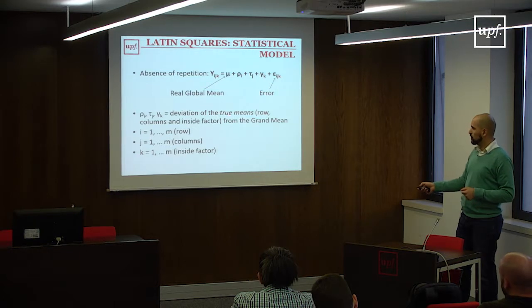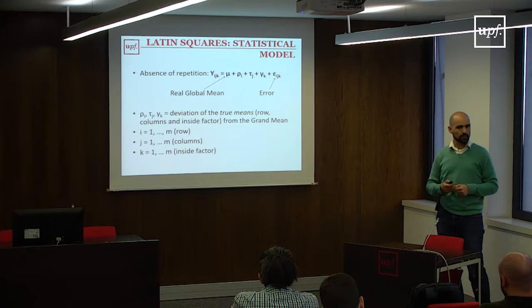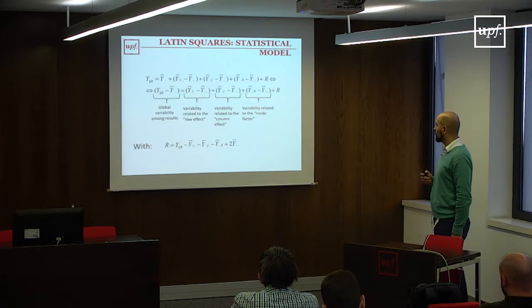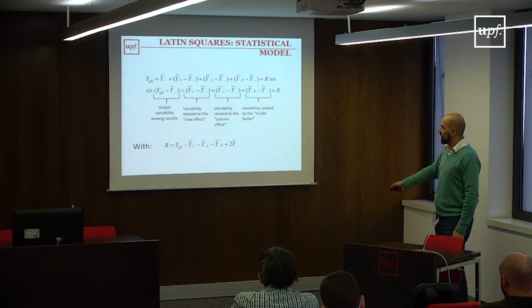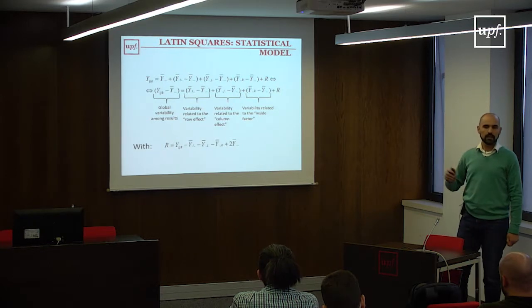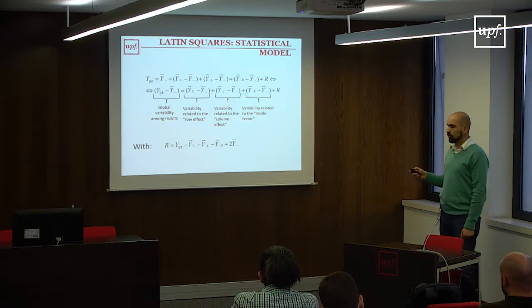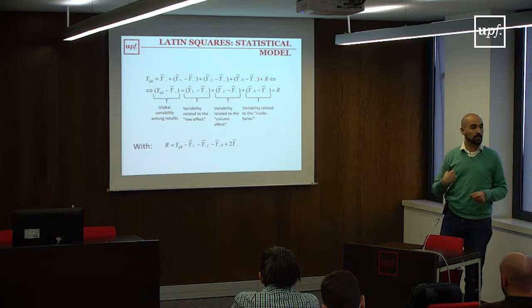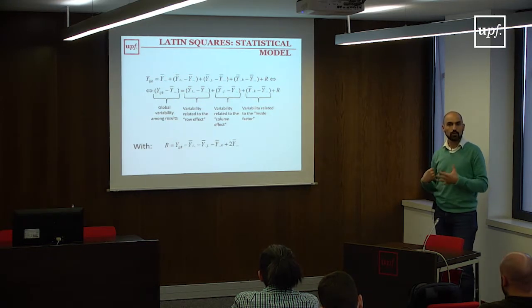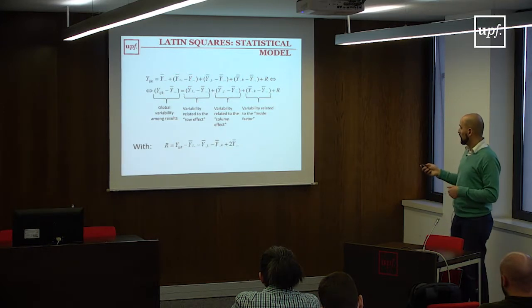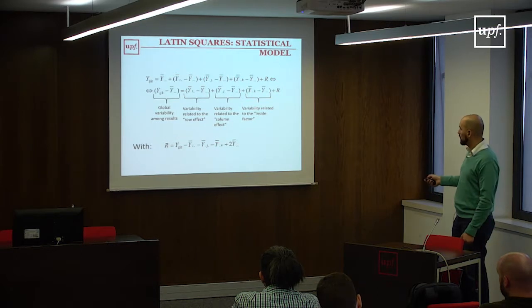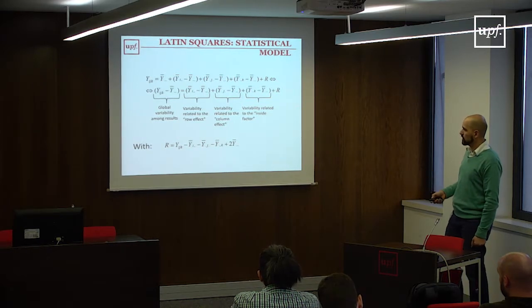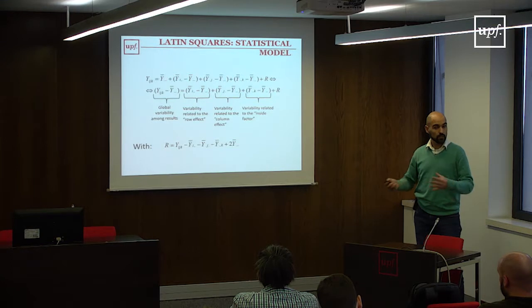The deviation from the true means, of course, depends on i, j, k, which are the row, the column, and the internal factor. We can rewrite the whole model using the estimators instead of the real factors, since we cannot know the real factors. So we rewrite all this as we have seen in the other lesson, and we have the factor r, which is our error at the end.